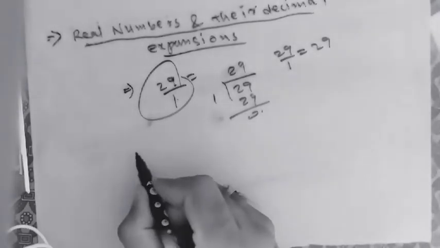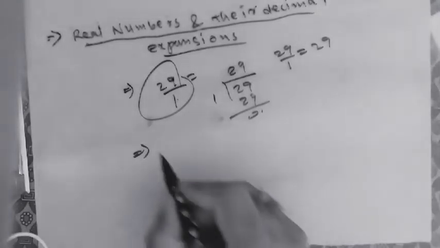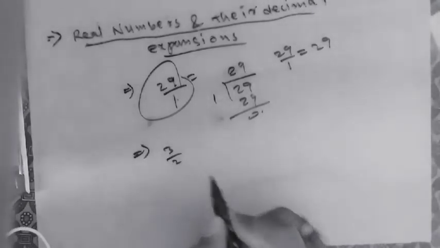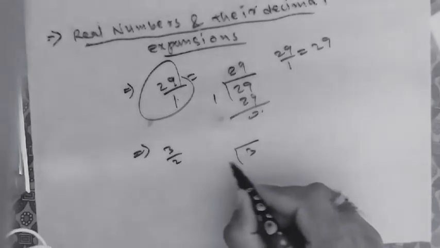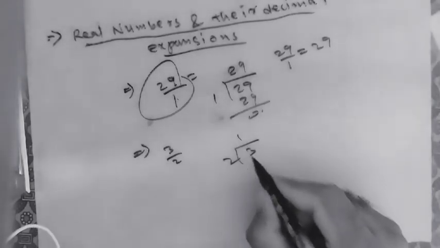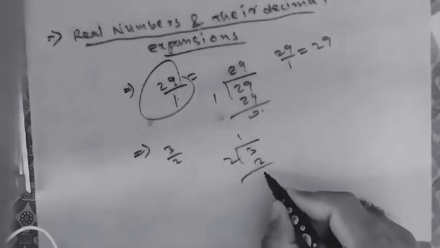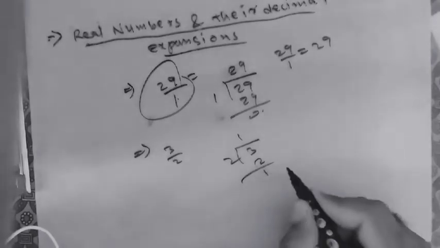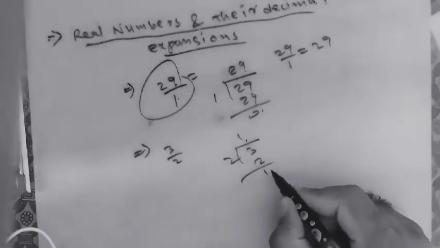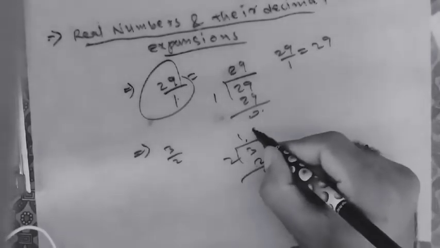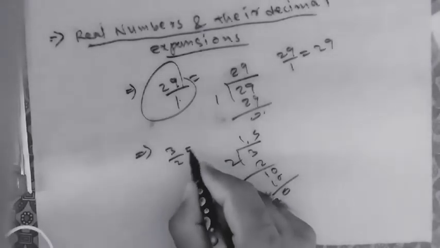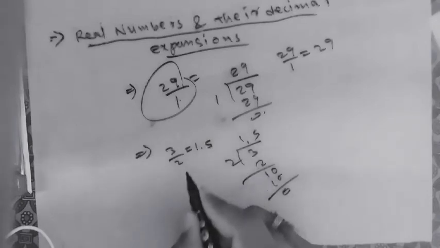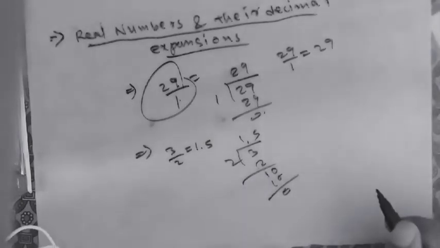Now let me take another example like 3 by 2. How can you find the decimal form of 3 by 2? Simply divide 3 by 2. The 2 ones are 2. Here we get 1. Now taking the point we get 10. Then 2 5s are 10. So we get remainder 0. So 3 by 2 in decimal expansion is written as 1.5. Simply.